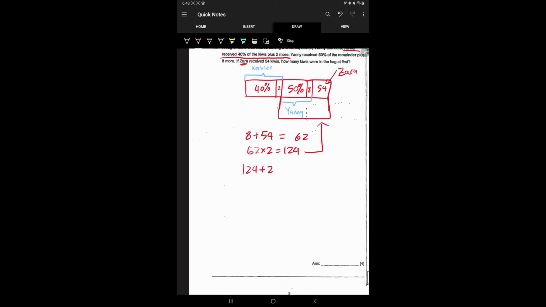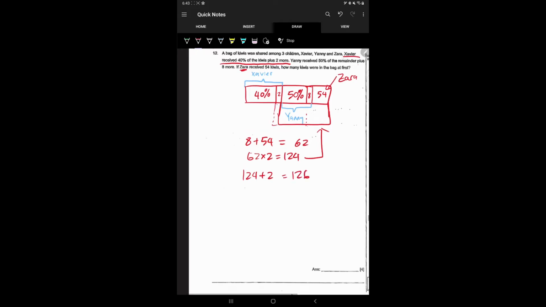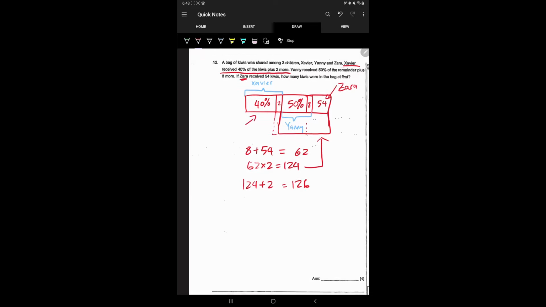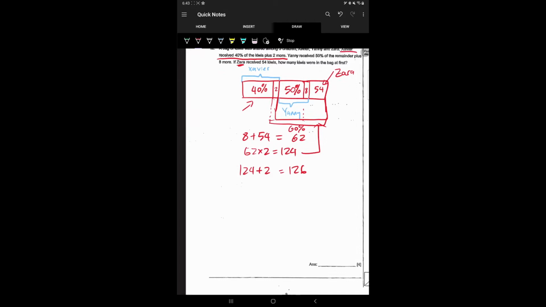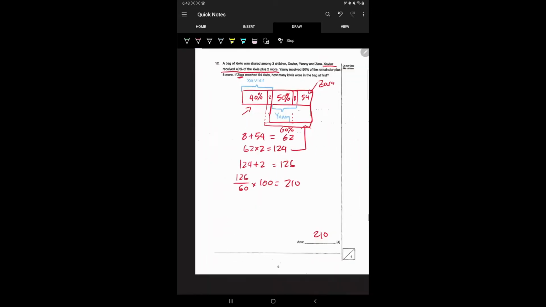124 plus 2, because of this extra here, will be 126. And you know this part is 40%, which tells you this entire part will be 60%. So 126 over 60 times 100 will give you 210, which is your answer.